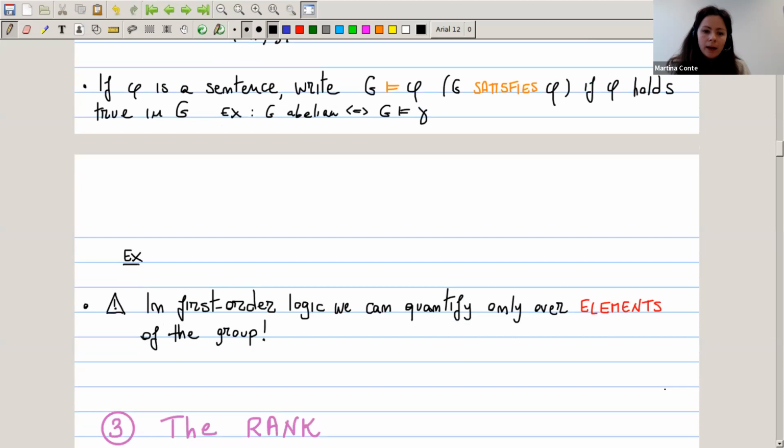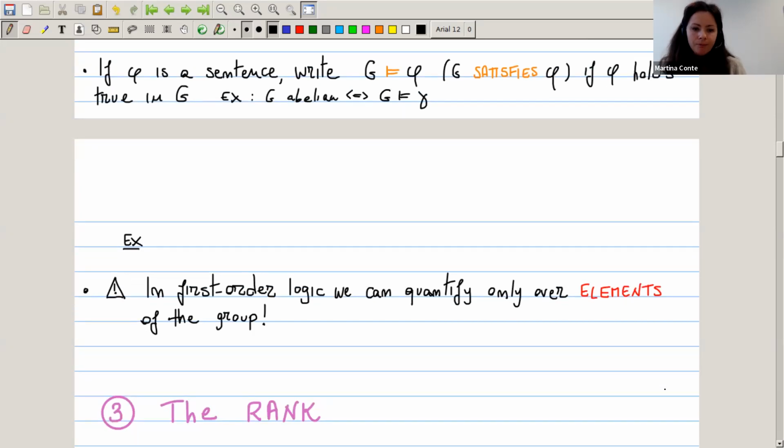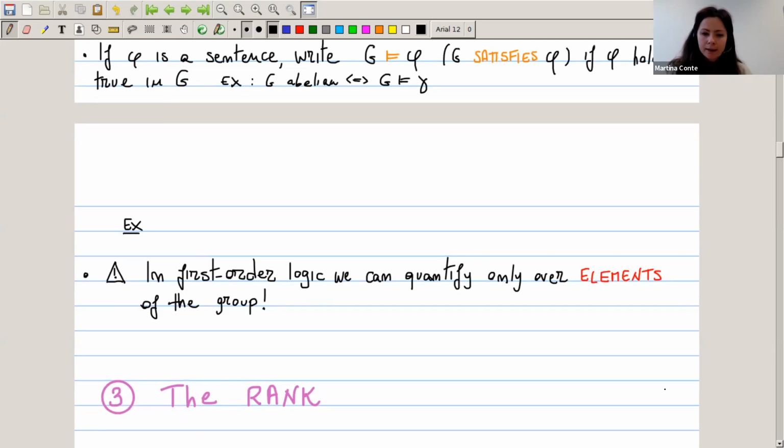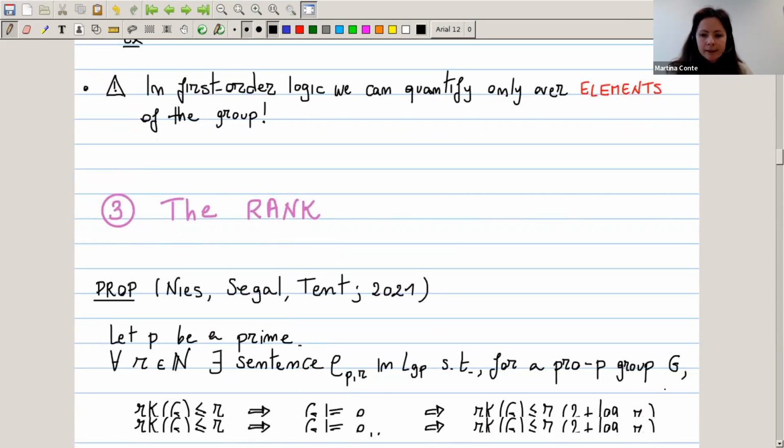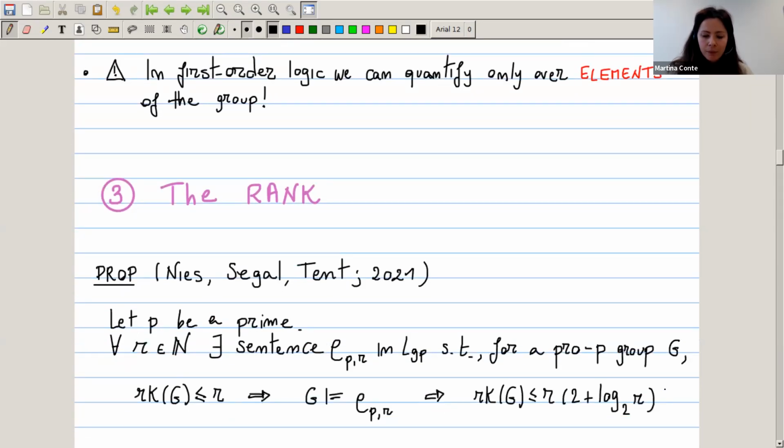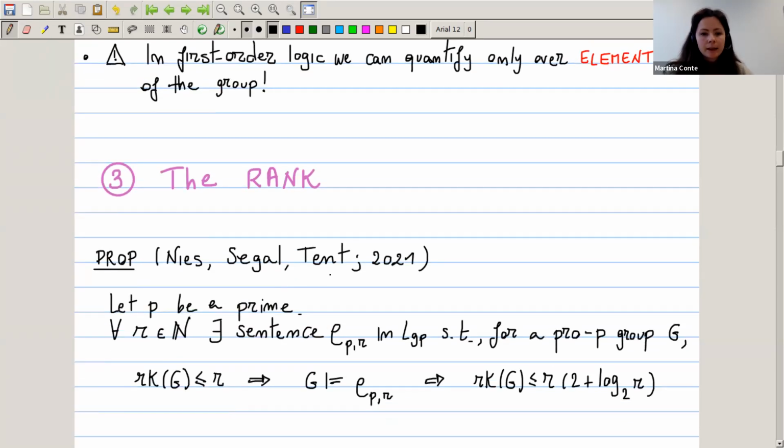Okay, so we now have all the tools, let's say, to start talking about the problem of the rank. So where does this problem come from? As I said at the beginning, we want to express the rank of a p-adic analytic pro-p group with a first-order sentence. This problem comes from a recent paper of Nies, Segal and Tent, where they started studying the finite axiomatizability of profinite groups. So which profinite groups can be characterized up to isomorphism with a single first-order sentence.